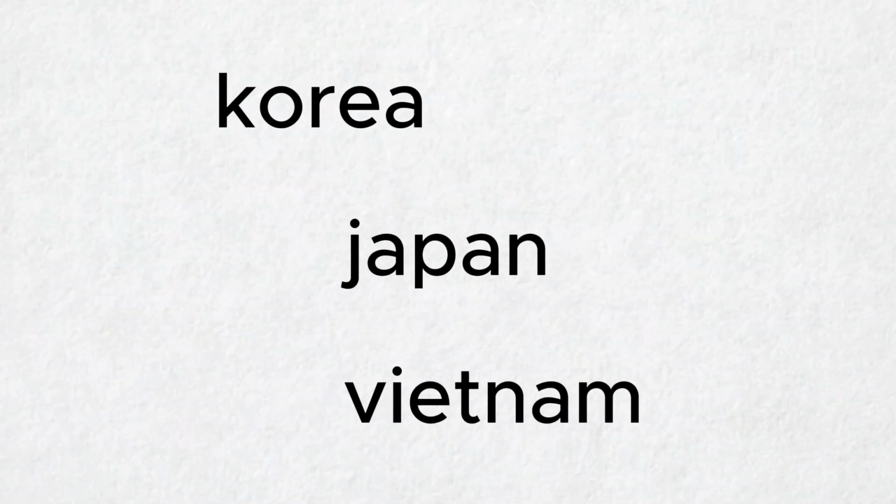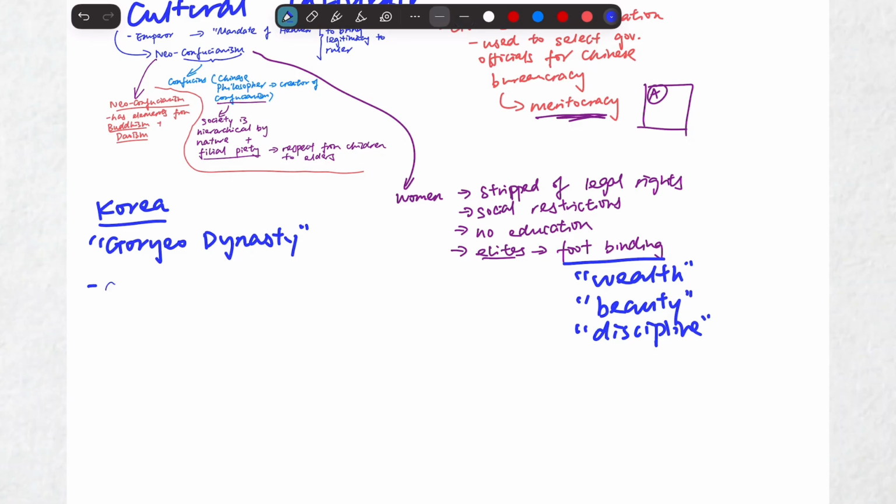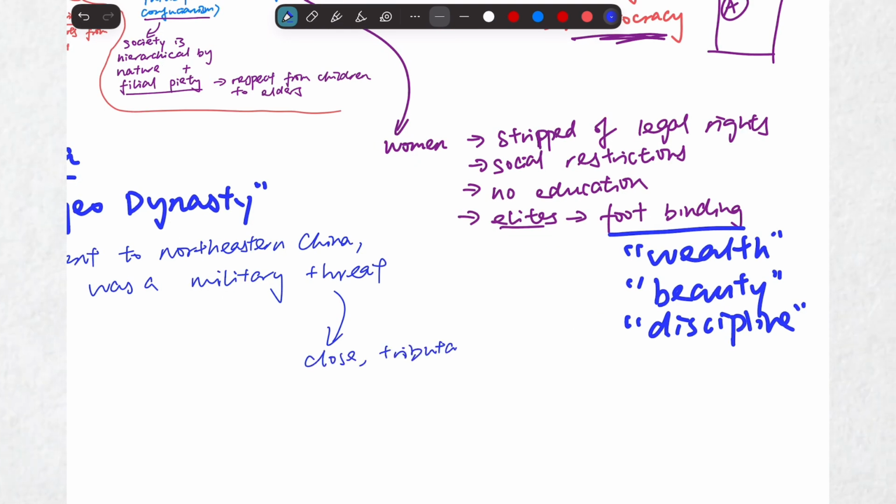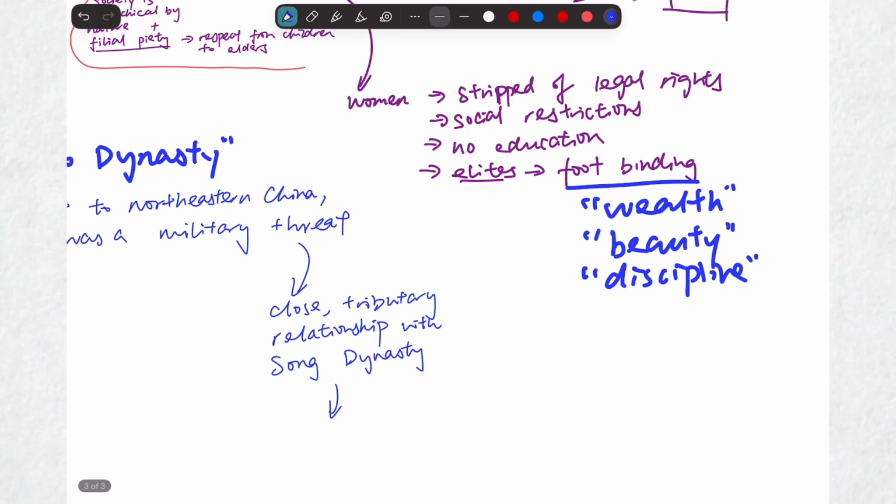The effects of Neo-Confucianism weren't only seen in Song China, however. You must note the influences the dynasty had culturally and politically on its neighboring Asian states, namely Korea, Japan, and Vietnam. Let's start with Korea, with its Goryeo dynasty. Korea was immediately adjacent to northeastern China, making China a serious military threat against Korea. As a result of this, Korea maintained a very close tributary relationship with the Song, and Korean emissaries and merchants also traveled frequently to the Song capital.